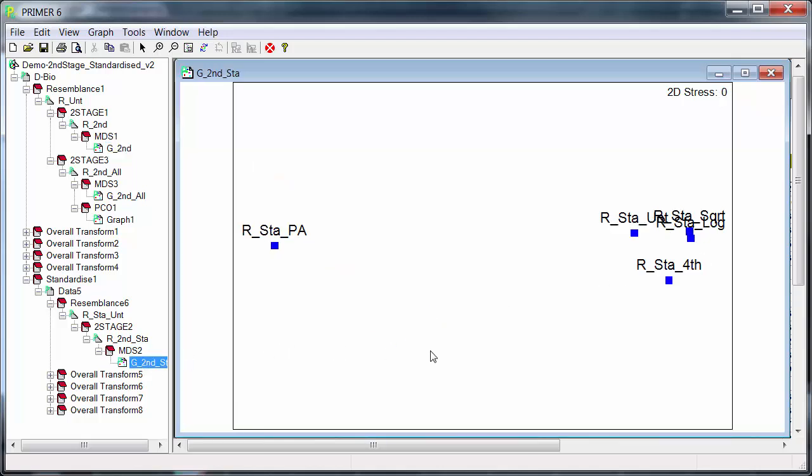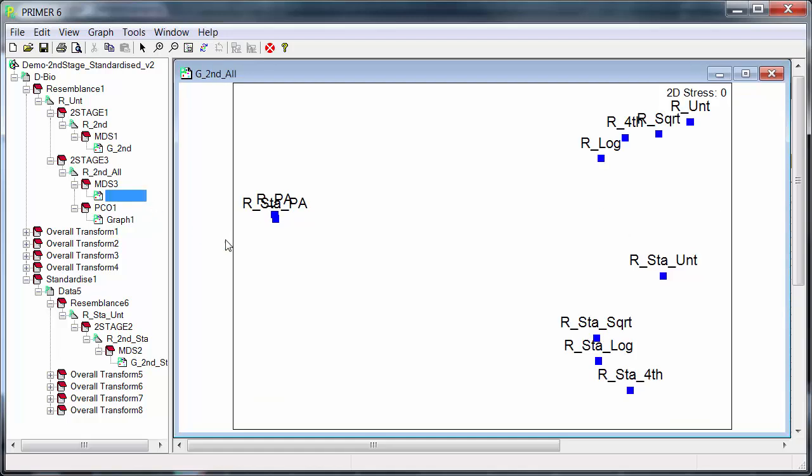If we do the same thing for the standardized data, the result at first sight appears to support the idea. Presence absence, again, is very different from the others, but there is apparently less spread among the untransformed, square root, log, and fourth root, and they're in a bunch rather than being spread out. If, however, we look at all of them, up here the untransformed, down here the standardized, we get a somewhat different picture. Presence absence are very similar and very different from all the others, and the spread among the standardized and among the raw data transformed is not that different.